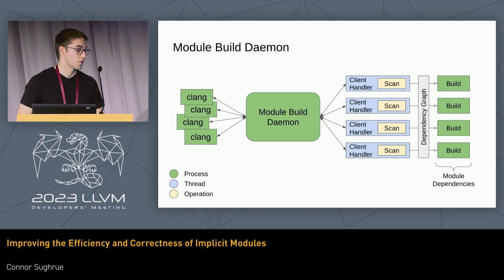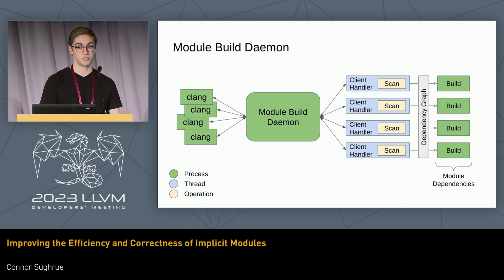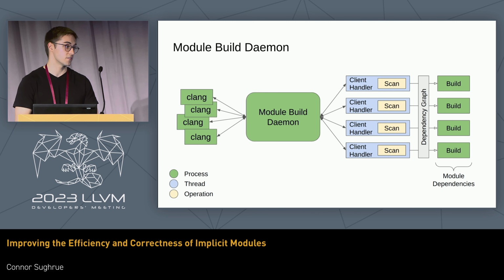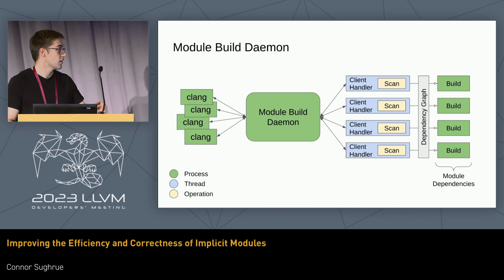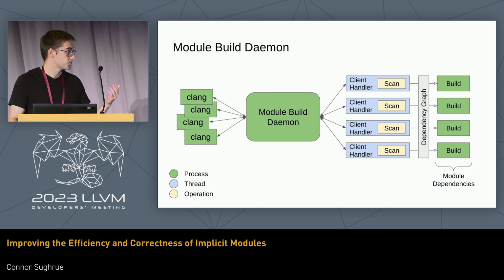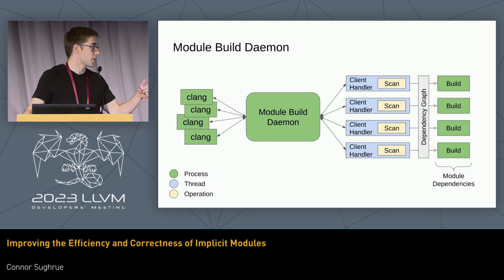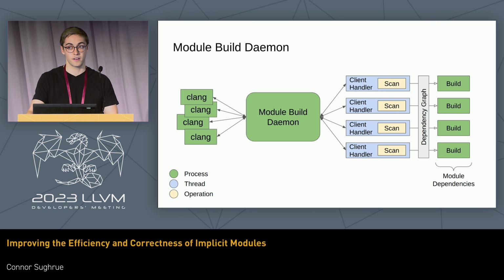And that's where I introduce the module build daemon. So the module build daemon, from a high-level perspective, is a background process that runs. Clang invocations can connect to the daemon and share their command line with the daemon. The daemon then takes their command line, scans the translation units for any module dependencies, stores that information in a global dependency graph, and then is free to use that thread to build dependencies as it sees fit.